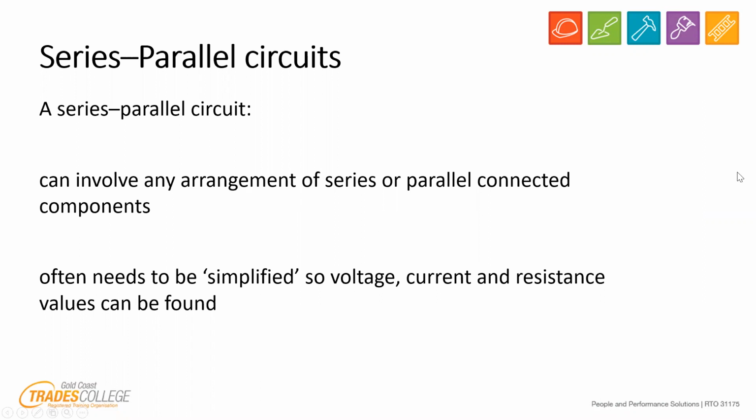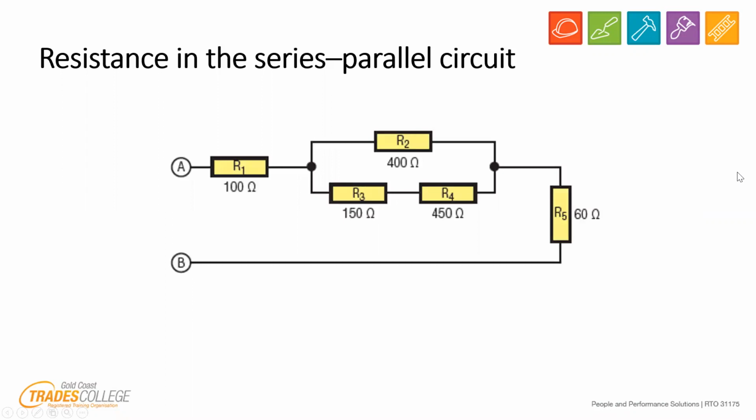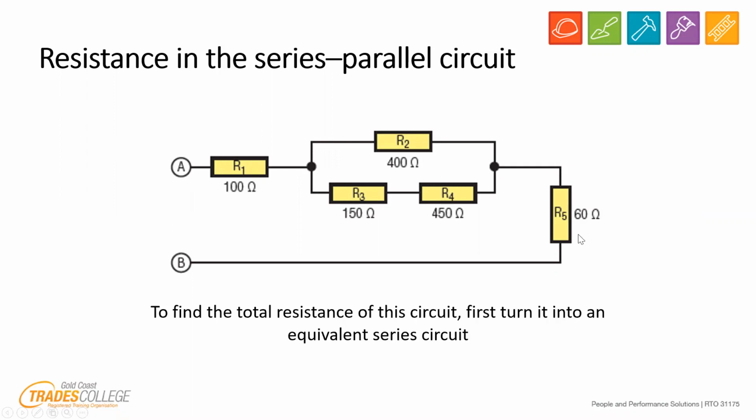All right, and that brings us on to this example here. What we've got is a resistor, which is in series with this parallel leg. This parallel leg has R2, which is 400. It then has 2 resistors which are in series, which are R3 and R4. And then coming out again, we've got a single R5, which once again is in series with these other parts. So how do we do that?